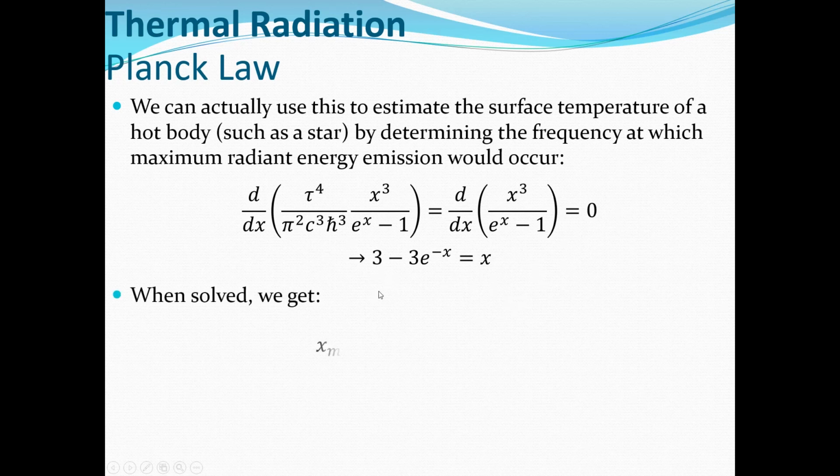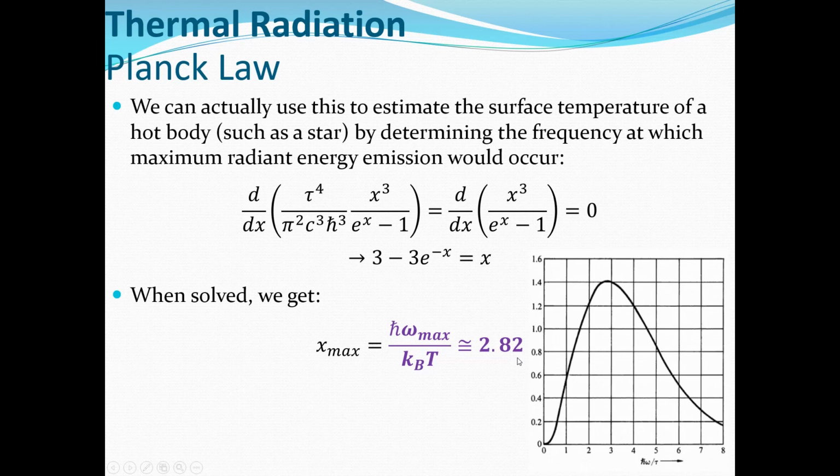When we solve this, we end up getting that the maximum value is going to be when h bar omega over kBT is approximately equal to 2.82. So there is a distribution of which frequency is going to result in the most energy emission. From here we can actually figure out a relationship between the frequency of the light being emitted and the temperature at the surface. And like I said, it's going to be equal to this function.